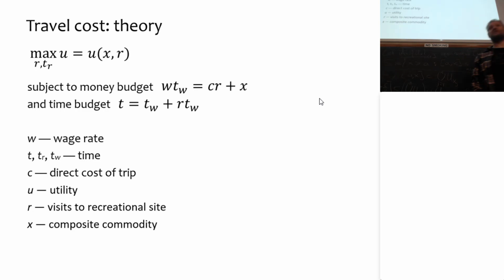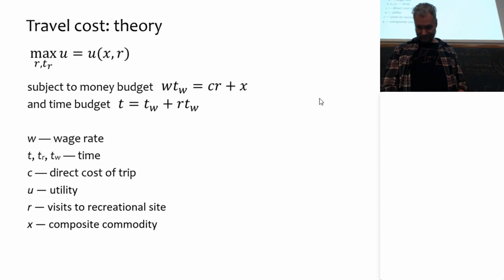And then there is your time budget, and the assumption is that you do one of two things: either you work or you spend your time on this site enjoying yourself. And there is an error in the subscript there. That is, of course, R times TR, not R times TW, otherwise it doesn't make any sense. So that is what you do.